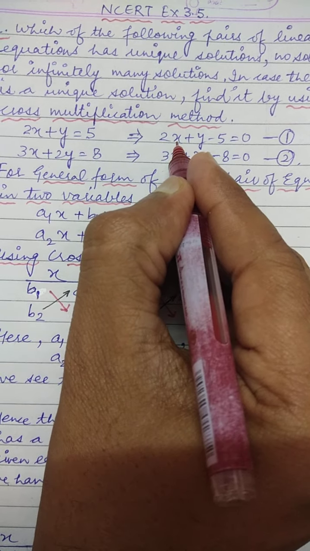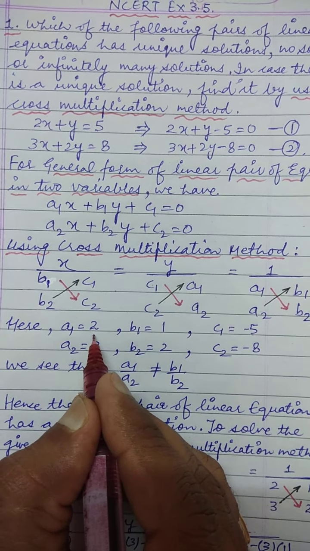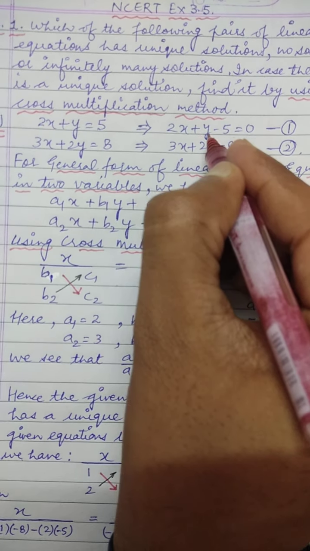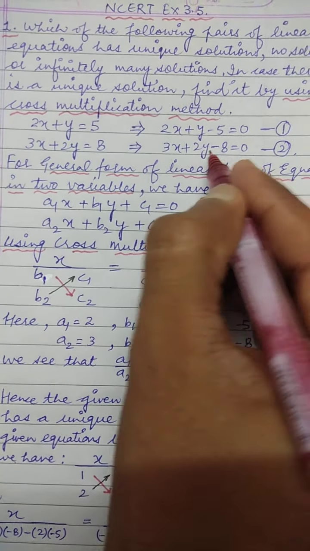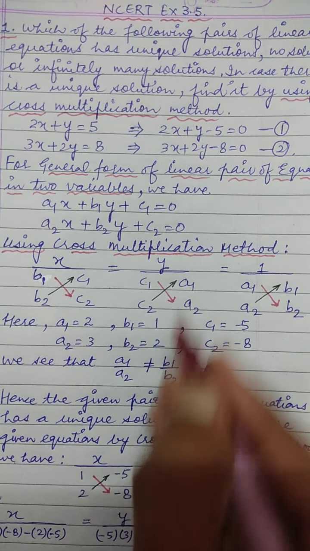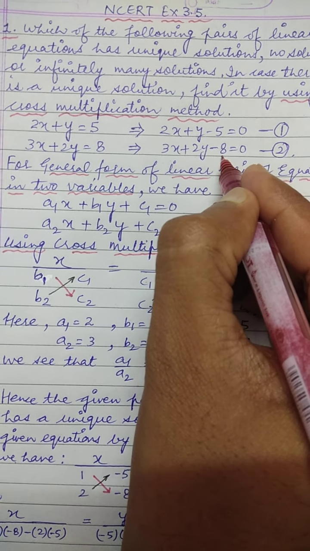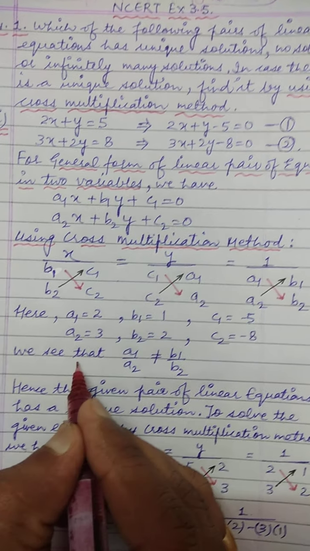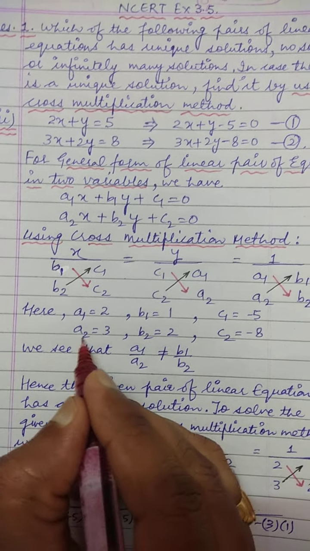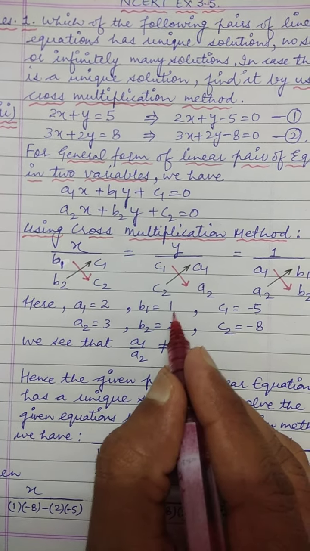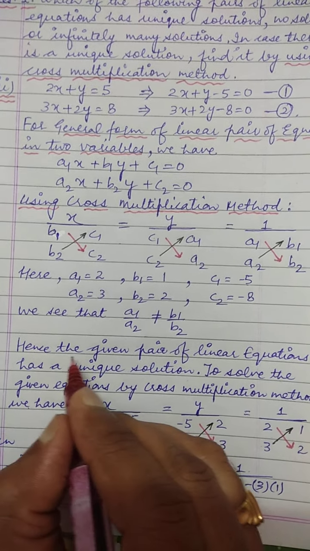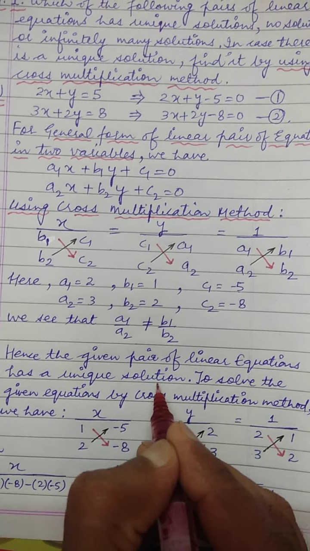So in the given pair of linear equations, you have a1 is equal to 2, a2 is equal to 3, b1 is plus 1, b2 is plus 2, c1 is minus 5 and c2 is minus 8. And what you see is that the ratio a1 upon a2 is not equal to the ratio b1 upon b2. Hence, for this condition, we know that the given pair of linear equations has a unique solution.